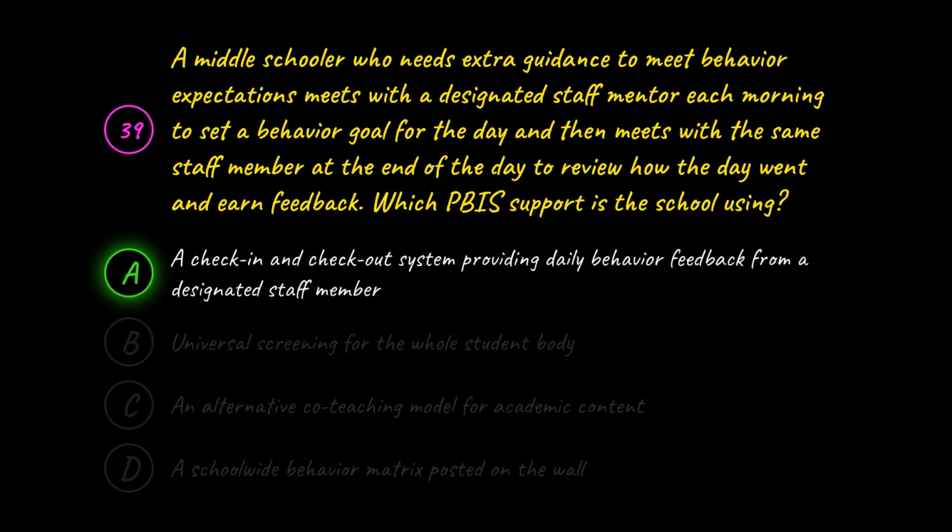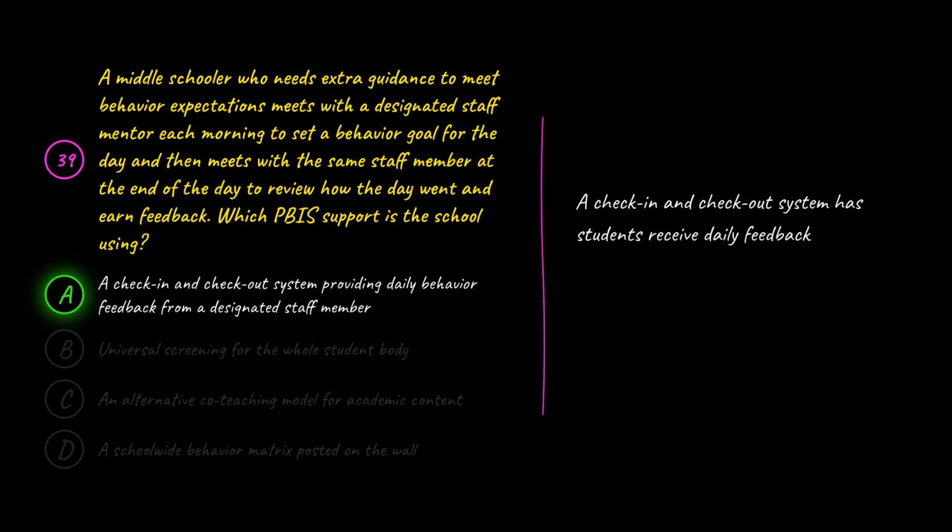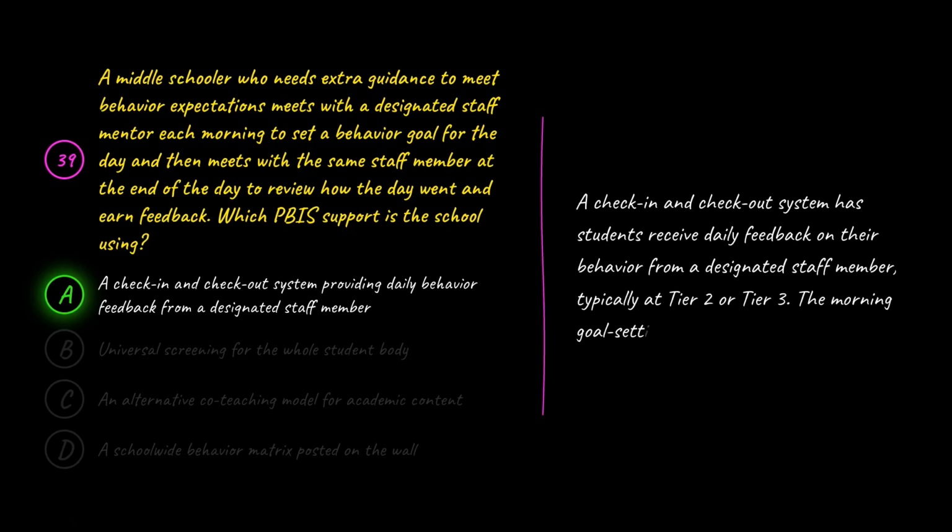The correct answer is A. A check-in and check-out system providing daily behavior feedback from a designated staff member. It is correct because a check-in and check-out system has students receive daily feedback on their behavior from a designated staff member, typically at Tier 2 or Tier 3. The morning goal setting and end-of-day review is the textbook routine.